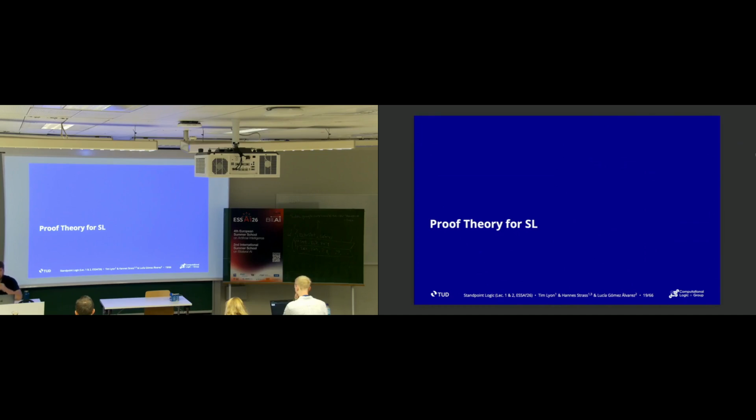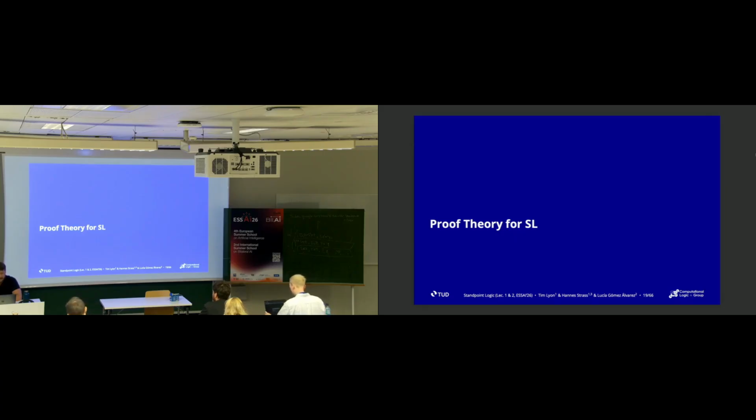Okay, let's reconvene and start the second part of this first lecture. We went over the language of propositional standpoint logic and motivated it by means of the knowledge integration problem. And we also talked about the semantics of standpoint logic, these standpoint models or structures, as they're called, and how to interpret formulae over them.